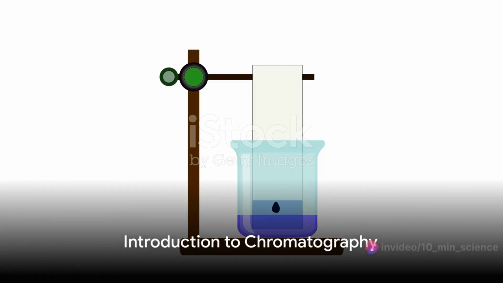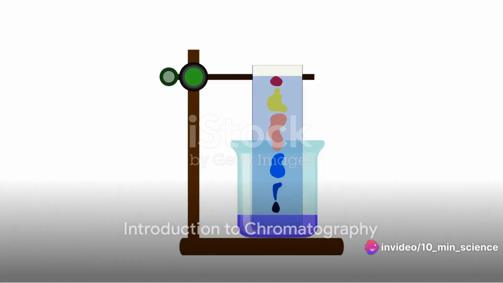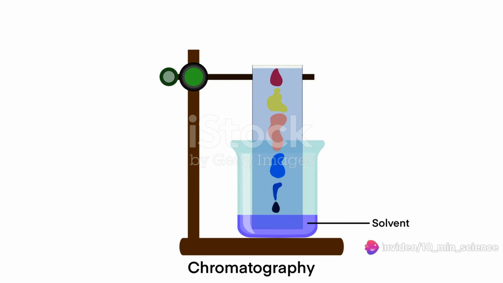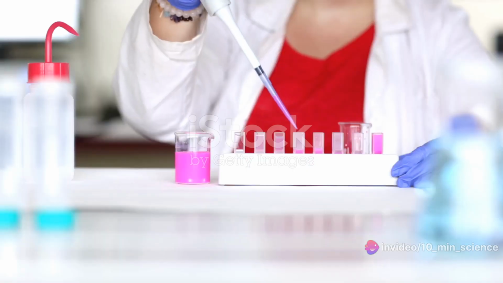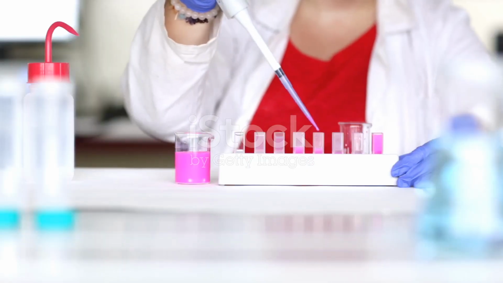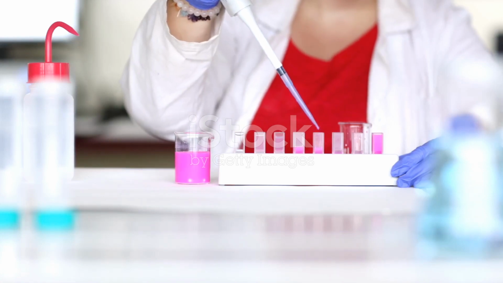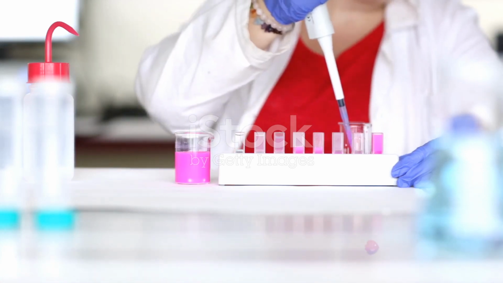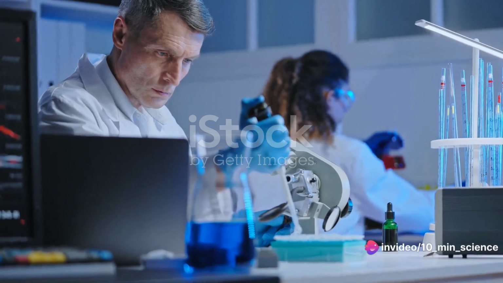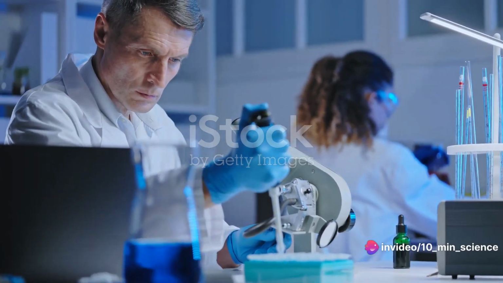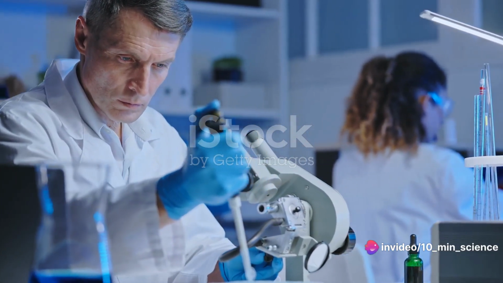Ever wondered how scientists separate mixtures into their individual components with precision? The answer is chromatography. This ingenious technique has been a cornerstone in the world of science, particularly in the realms of pharmaceutical and chemical analysis. It's a method that allows us to break down complex mixtures into their individual components, making it possible to study them in detail.